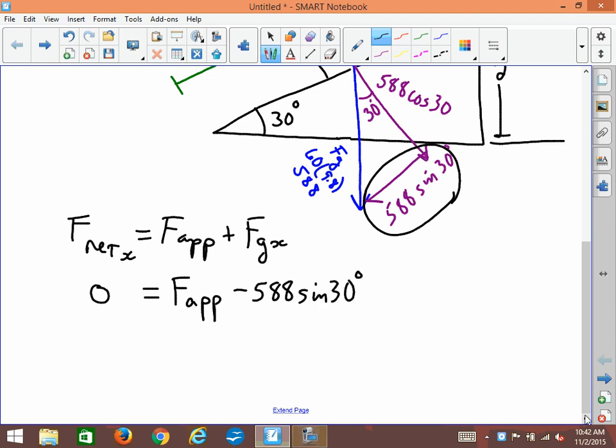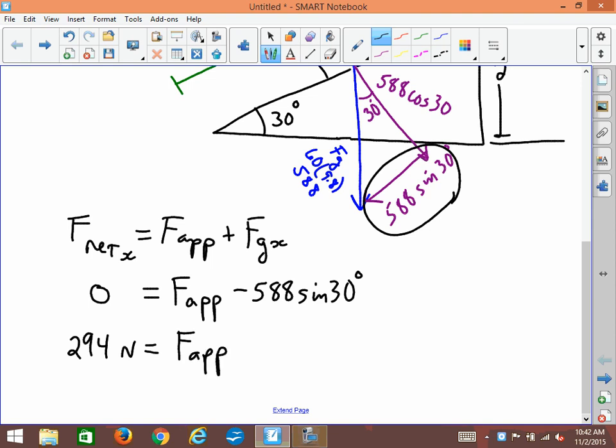It goes to the other side. Half of that, right? So it'll be 289, I think, or something like that. 294. Yeah, that's better. Let's use your number. 294 newtons is the F applied.